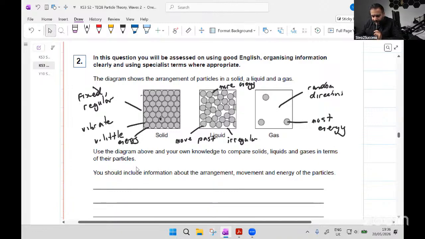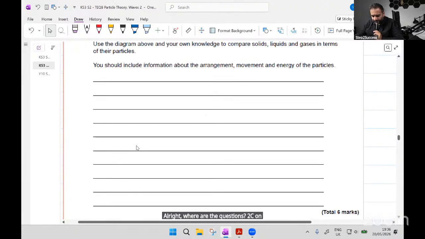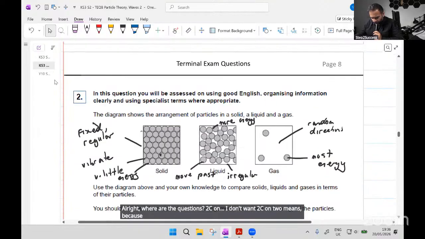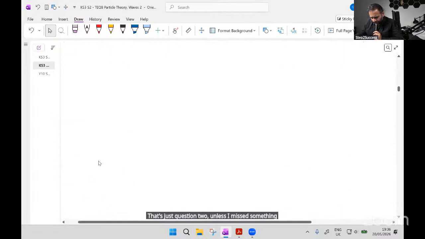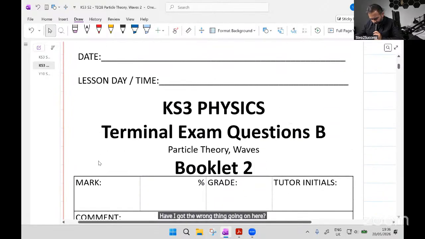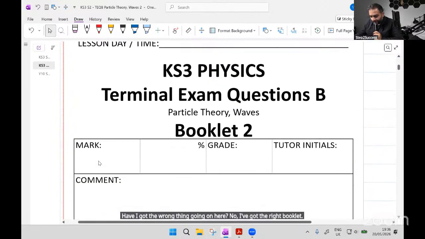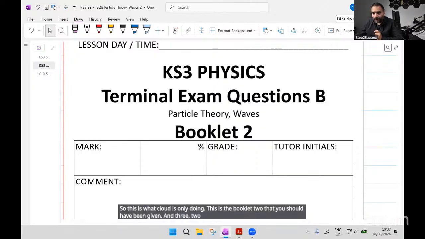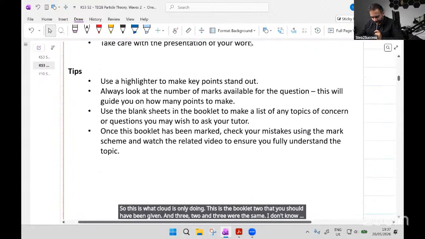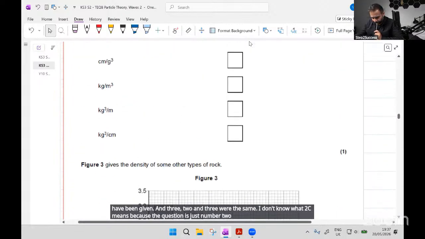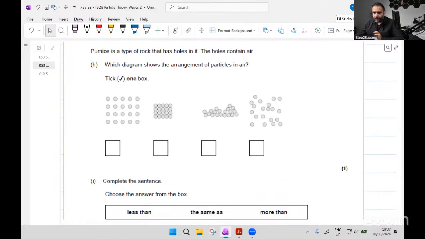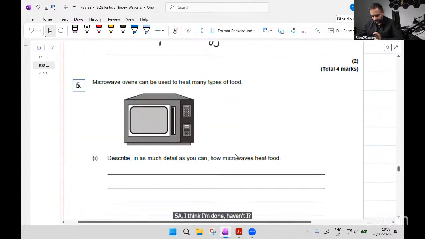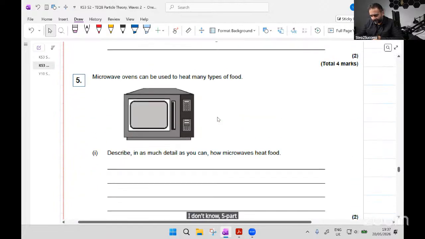All right, where are the questions? 2C on, I don't know what 2C on 2 means, because that's just question 2, unless I missed something. Have I got the wrong thing going on here? No, I've got the right booklet. So this is the booklet I'm currently doing. This is the booklet 2 that you should have been given, and 3. 2 and 3 were the same. I don't know what 2C means because the question is just number 2. 5A, I think I've done, haven't I? Oh no, 5 part 1. That is 5 part 1, isn't it?